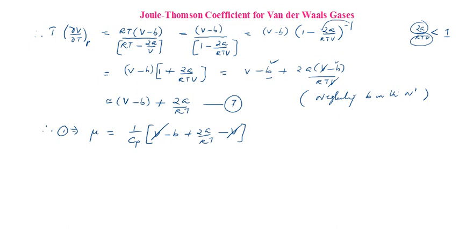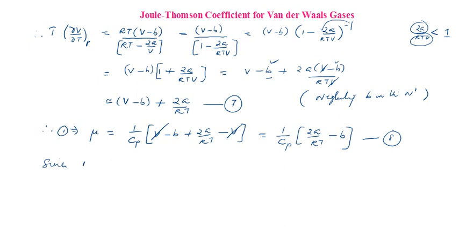So it gives you mu equal to 1 by Cp. It is reduced now, so I can rearrange this as simply 2a by RT minus b. That is our final equation. If you want, you can take this as the final equation. That is equation number 8.